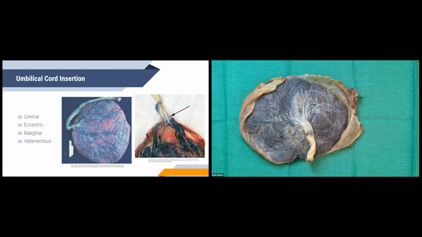So filamentous insertion is when it inserts onto the membranes, and these vessels are exposed to then trauma or rupture, and this can lead to fetal morbidity or mortality. This is also associated with twin gestations, congenital malformations, maternal smoking, and a single umbilical artery, like we mentioned on the previous slide. And this occurs in about 1% of placentas.